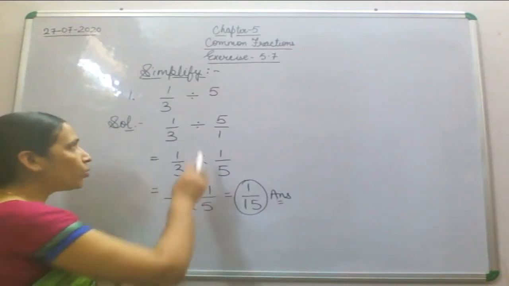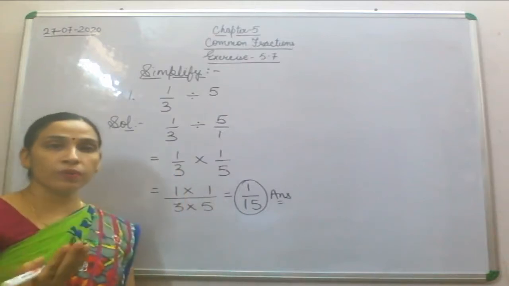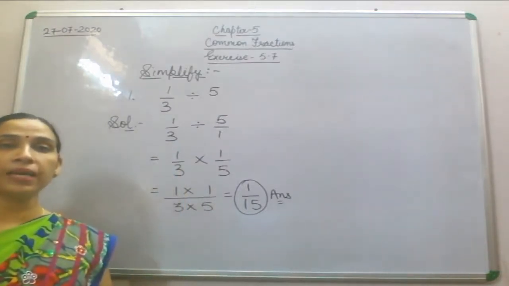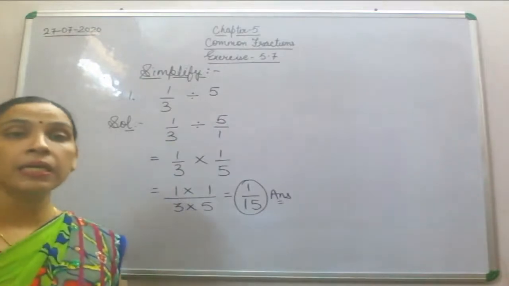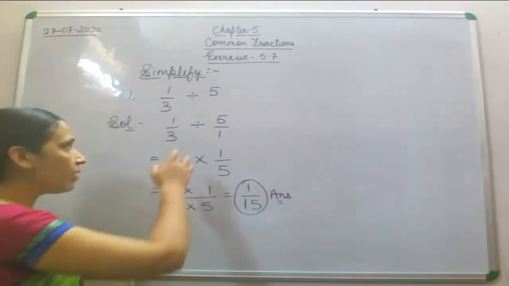Fine. Now we don't have anything in the denominator. This whole number is there. So what will we write in the denominator? We will write 1 over there. Fine. So we have written 1 over there.